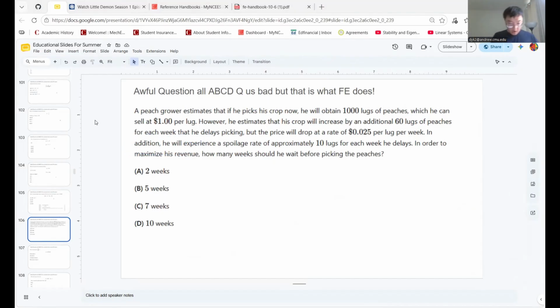Okay, next one. We're in 106. Peach. Gore estimates that if he picks his crops now, he will obtain 1,000 lugs of peaches. I have never heard of lungs, but all right, which he can sell for one. What the hell is lungs? Lugs! Ah, lugs. $1 per lug. Okay. However, he estimates that his crop will increase by an additional 60 per week. Okay, per week. In addition, his spoilage rate is 10 lugs per week.